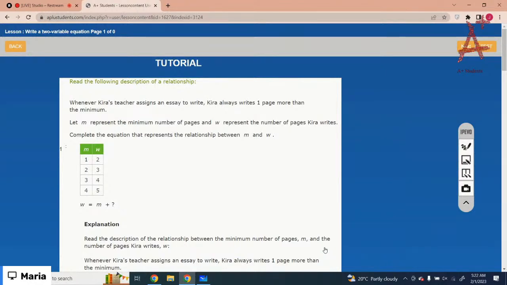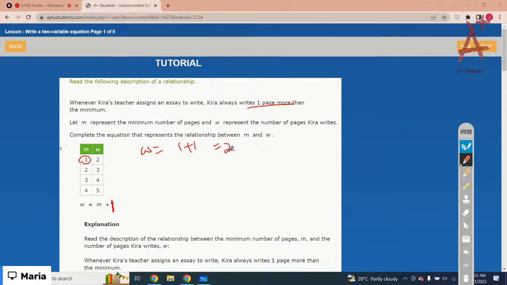Basically, you have to now write down the equation. So it is very easy. You can read the question carefully. In the question here, you have a mention of one thing. Whenever Kira's teacher assigns an essay to write, Kira always writes one page more than the minimum. So it would be W equals M plus 1. You can just check: M equals 1, W equals 1 plus 1 equals 2. Got it? That means the correct option is 1.